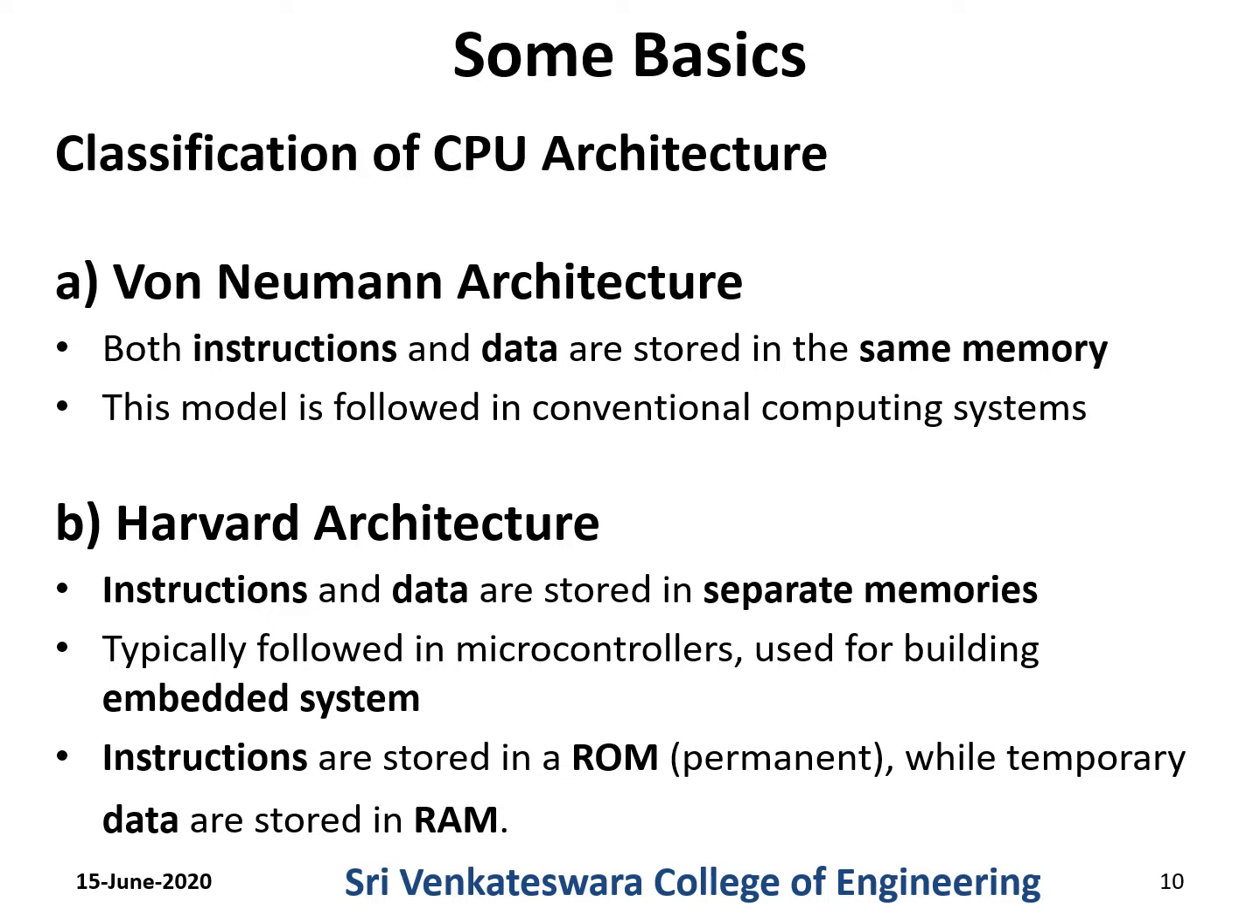CPUs can also be classified with respect to their internal architecture, broadly as von Neumann architecture and Harvard architecture. In von Neumann architecture, the same memory is used to store instructions as well as data, which is the kind of architecture followed in conventional computing systems. Whereas in Harvard architecture, separate memories are used for storing instructions and data. Most embedded systems make use of this kind of microcontroller. Instructions are stored in ROM and data are stored in RAM.